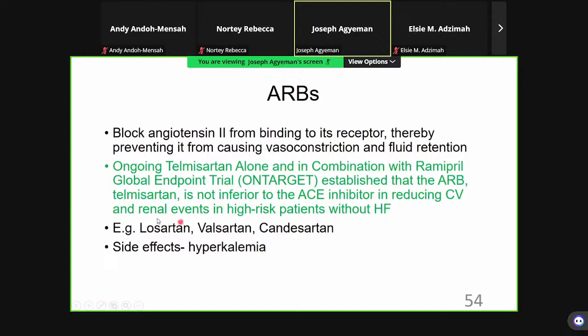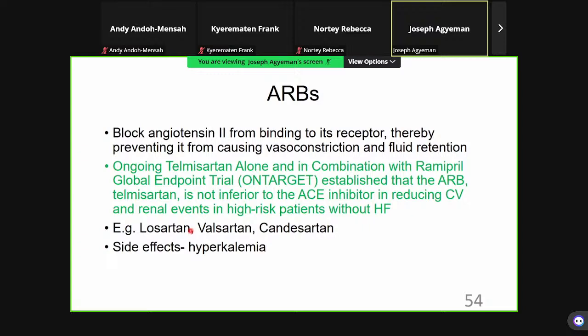Note that this is not a class effect, but losartan has an additional uricosuric effect. What do I mean by uricosuric effect? It can help increase the excretion of uric acid, and therefore subjects who have hyperuricemia and are at increased risk of gouty arthritis, losartan can help decrease their levels of uric acid. So that is an additional benefit of losartan.